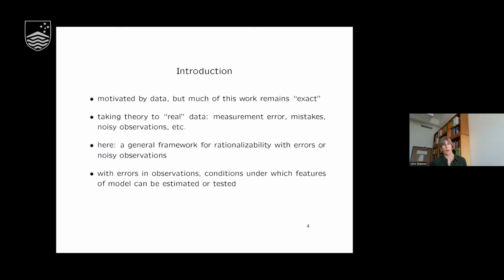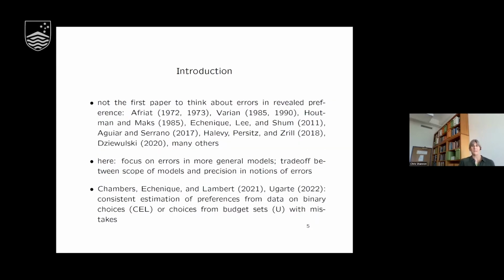And so, in the presence of things like errors of some kind in observations, looking for conditions under which some features of the model might be estimated or tested. Okay, so of course, this is definitely not the first paper that is trying to think about errors in revealed preference problems. Even in the original classic work of Afriat, and then the closely related classic work by Varian, you see this theme, other work around that time.